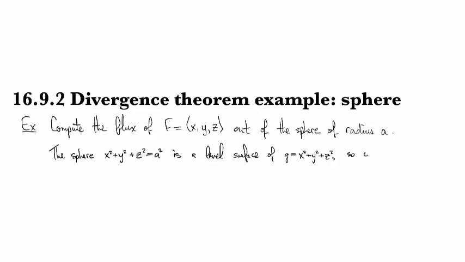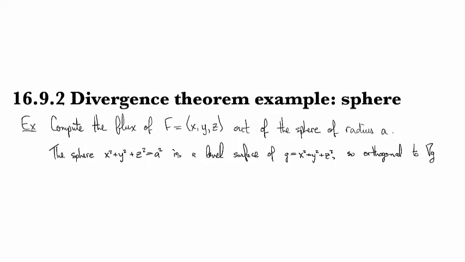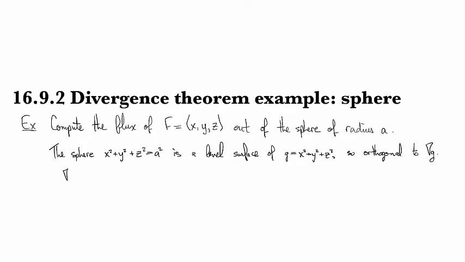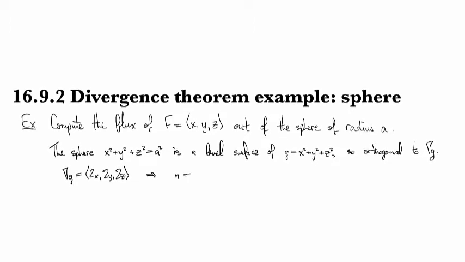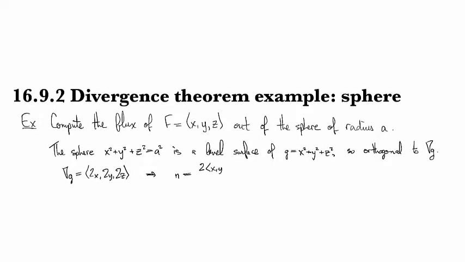So it's going to be orthogonal to the gradient of g, right? Level surfaces are always orthogonal to gradients. And so that gives us a way to come up with the normal vector. So the gradient of g is going to be 2x, 2y, 2z. And then we can see that the normal vector is going to be 2 times x, y, z. So I'm just factoring out the 2 there.